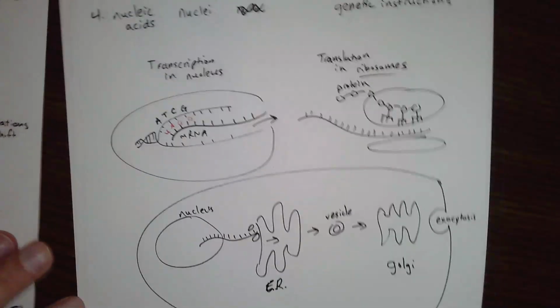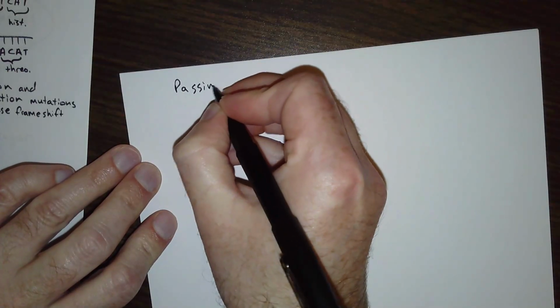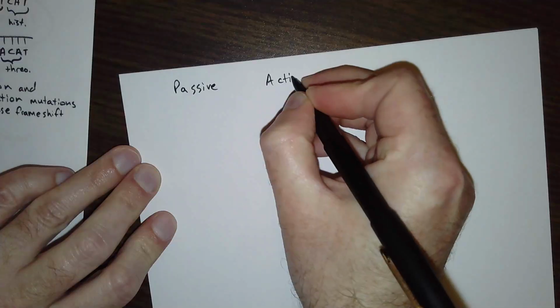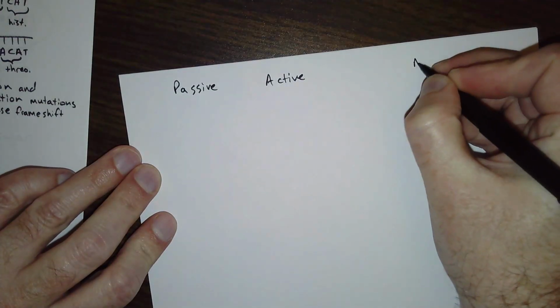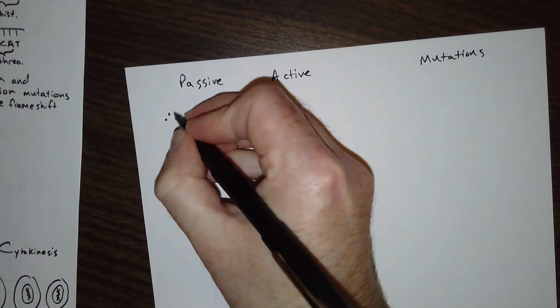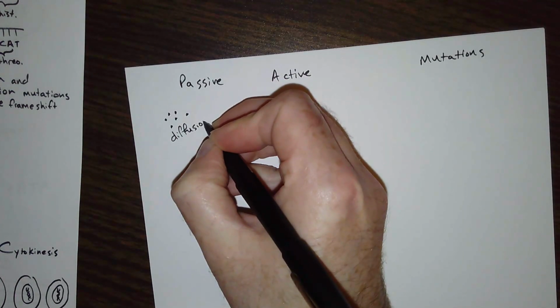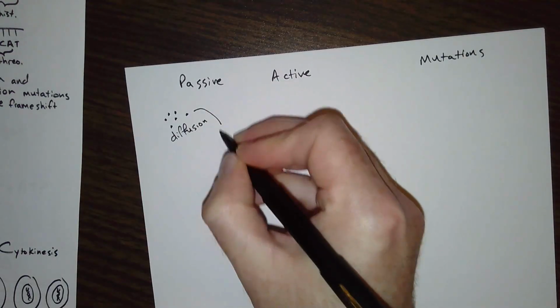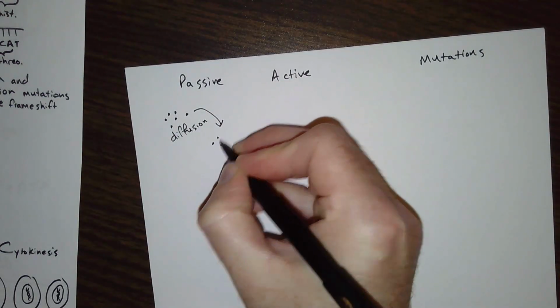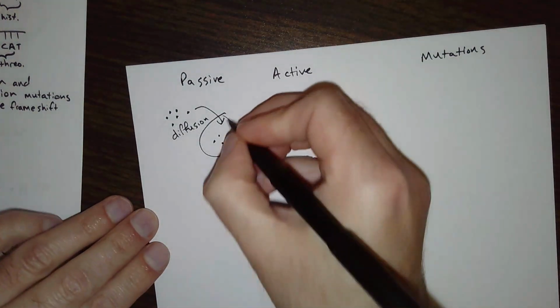1/3 of the way done. There's passive and active transport. And then leave yourself some room over here to talk about mutations, separate thing. Most basic form of passive transport is diffusion. It's when you have a high concentration outside the cell, a low concentration inside, and things naturally go in.